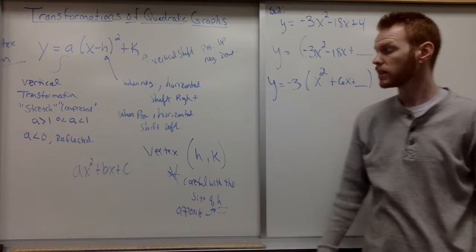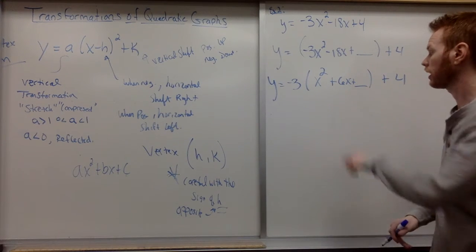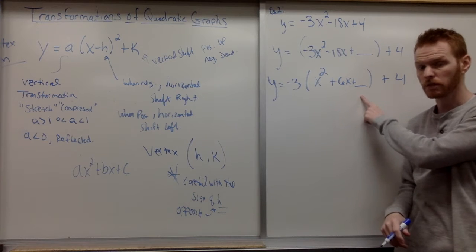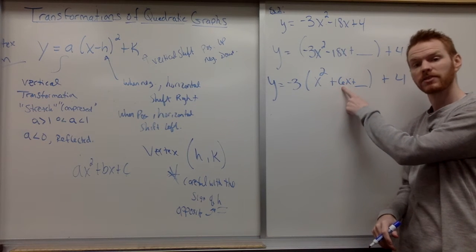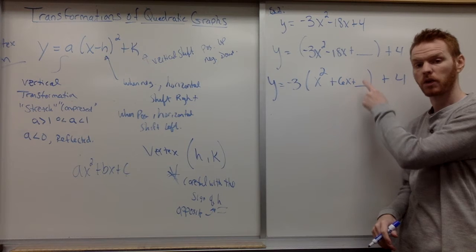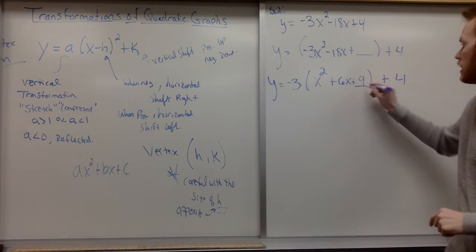We're good to go. Now for my second step, I want to figure out what makes this a perfect square trinomial. We take half of this guy, which is 3. If we square it, I get 9. So a 9 would be put here.